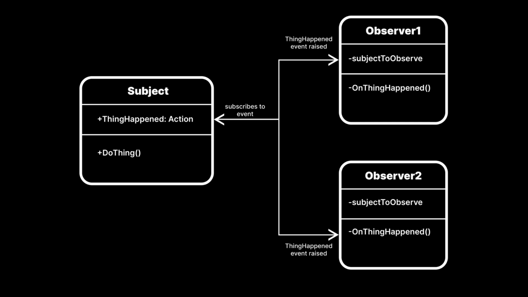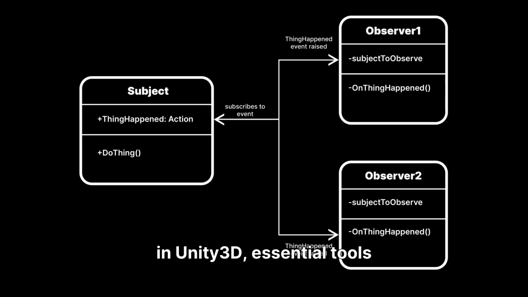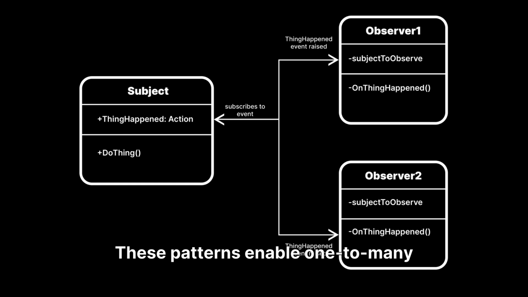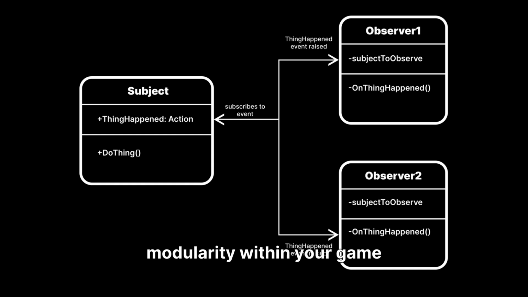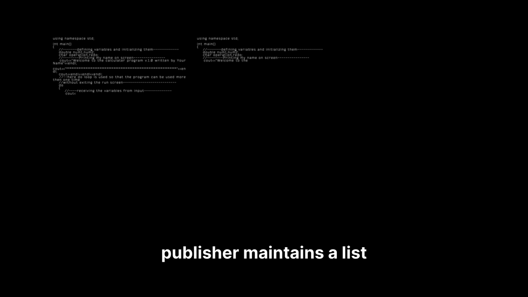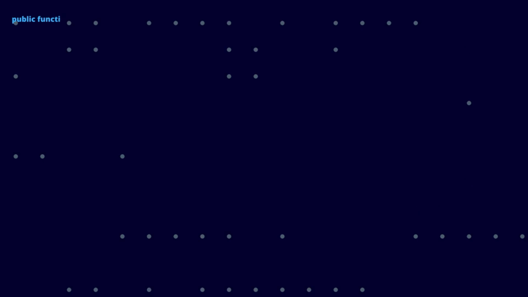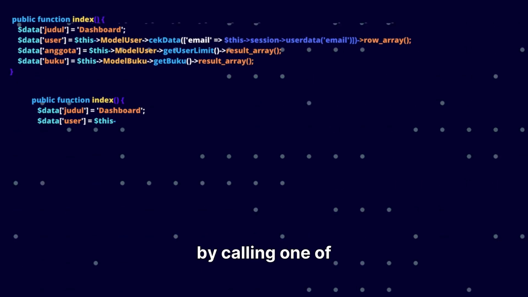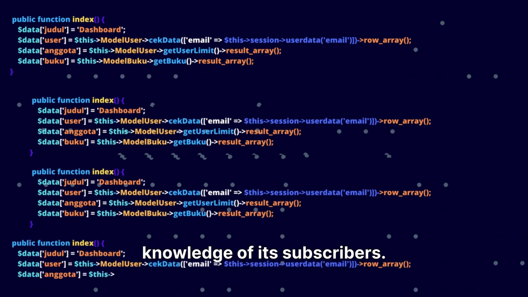Welcome to this beginner's guide on the Observer and Publisher Subscriber design patterns in Unity 3D, essential tools for robust game development. These patterns enable one-to-many dependency relationships between objects, promoting loose coupling and modularity within your game code. The core idea is that a subject or publisher maintains a list of its dependents, known as observers or subscribers, and notifies them of any state changes. This notification typically occurs by calling one of their methods, ensuring the publisher doesn't need specific knowledge of its subscribers.